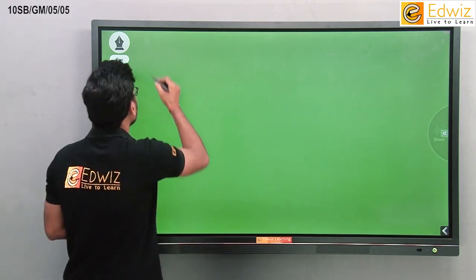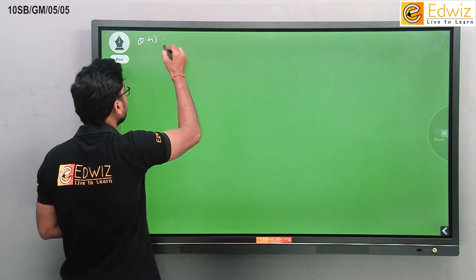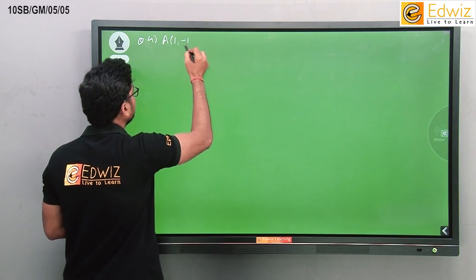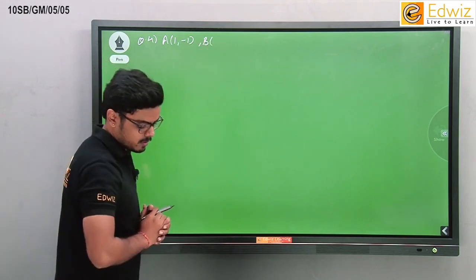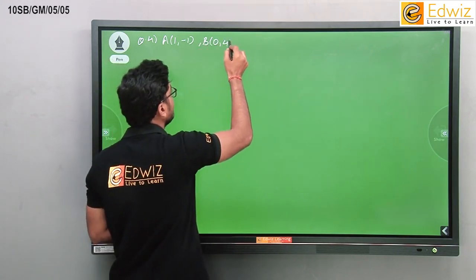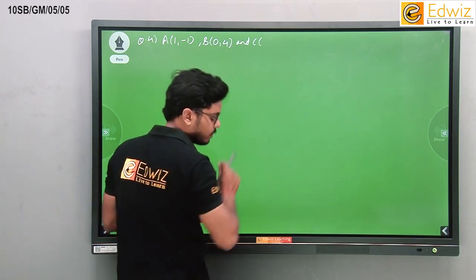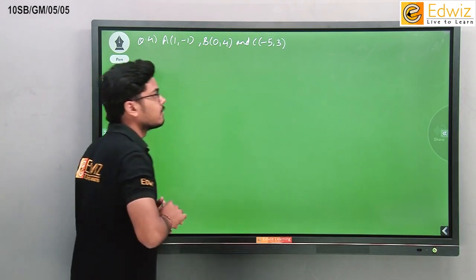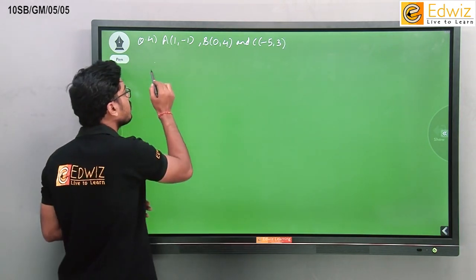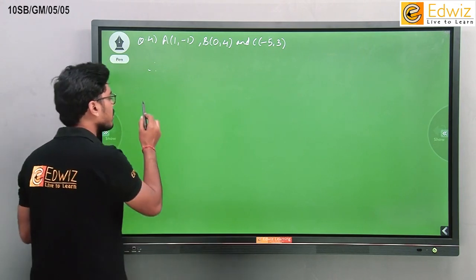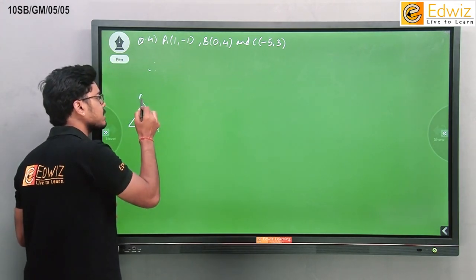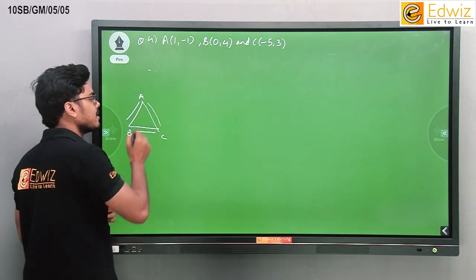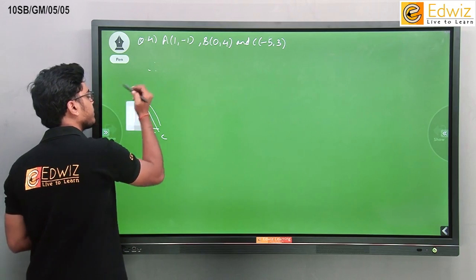Okay. Question number 4. Point A is given to you as (1, -1). Point B is given to you as (0, 4) and point C is given to you as (-5, 3). Okay. So first let us find out the slope of side AB. If you look at the triangle, it will look like this. This is point A, B and C. So we have to find the slopes of all three sides, correct? So let us first find the slope of AB.